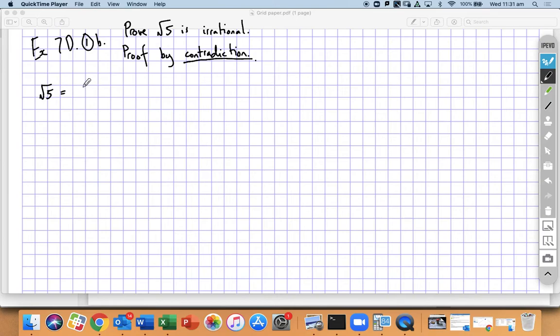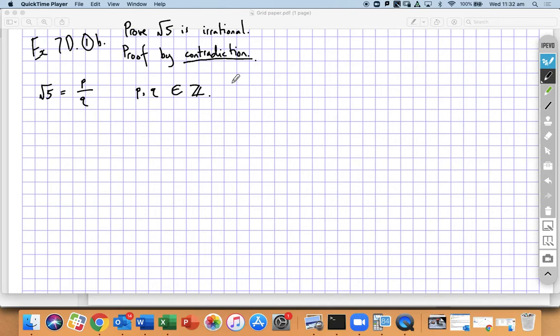we could say that it could be expressed as a fraction. Now the book uses P's and Q's. Mind your P's and Q's. So I'll use those. It's really important that we think about this expression. All right, so P and Q, they have to be integers. So they have to belong to the set of integers.